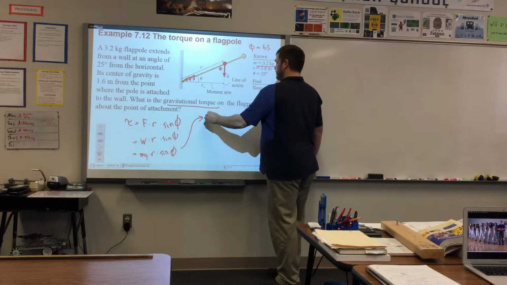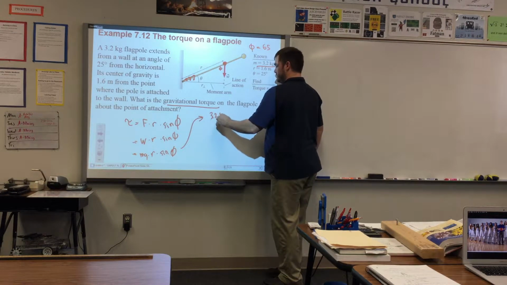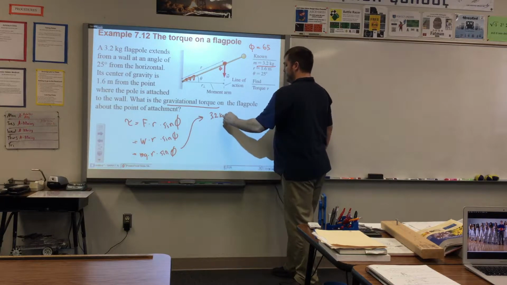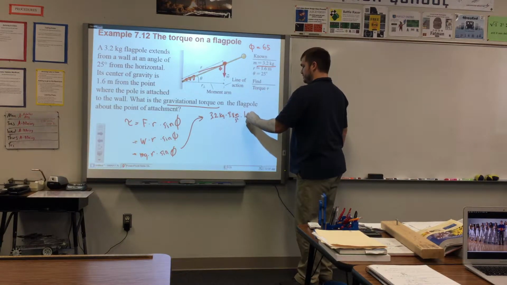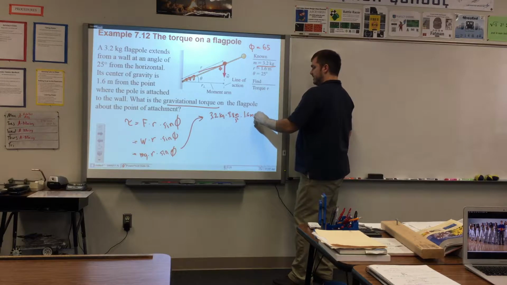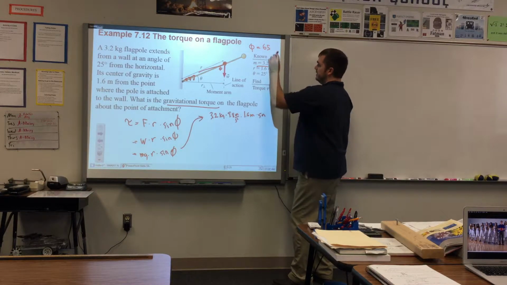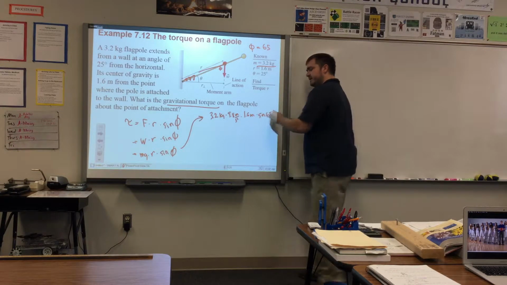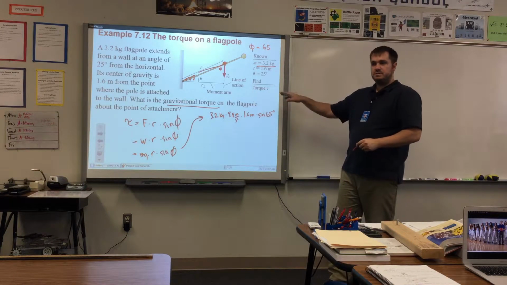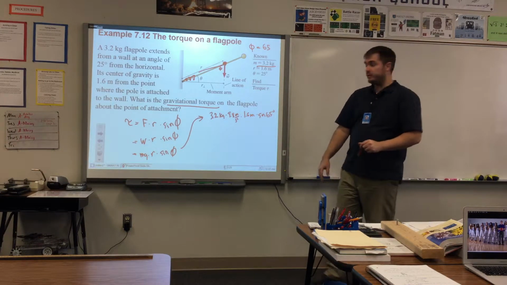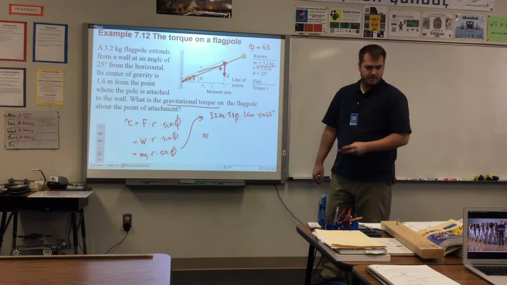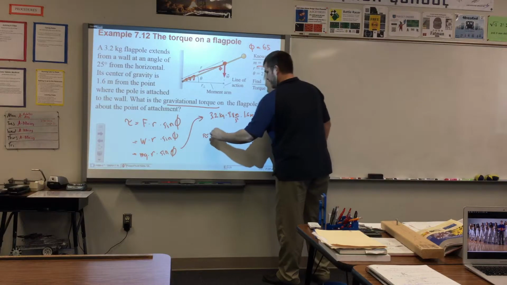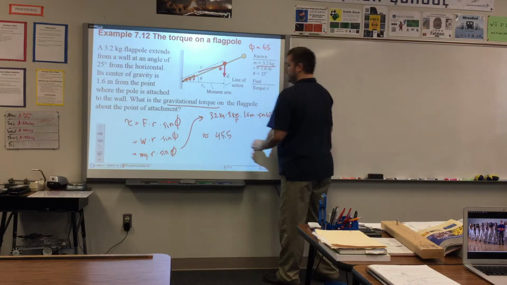Anyway, so here we go. So 3.2 kilograms times 9.8 meters per second squared times a radius of 1.6 meters times the sine of 65 degrees. Since we're taking the sine of something in degrees, make sure your calculator is in degree mode. All right, approximate answer? 45.5. Yeah, 45.5.